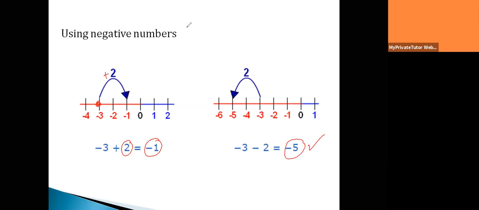So that's it for adding and subtracting numbers using a number line. So if it is an addition, go towards the positive. If it is a subtraction, go towards the negative, which is nothing but the left-hand side.